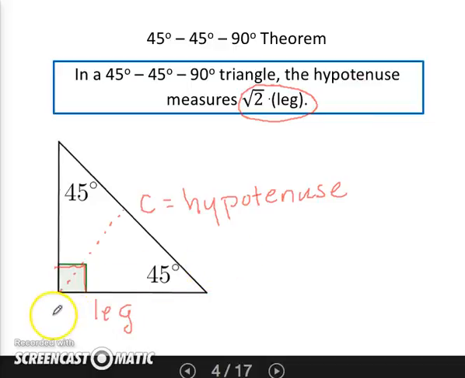So let's call this leg A. What this theorem is telling us is that C, the measure of the hypotenuse, equals the square root of 2 times A, the measure of a leg. It happens to be the measure of either one of the legs in this triangle because being an isosceles triangle, it has these two sides congruent.